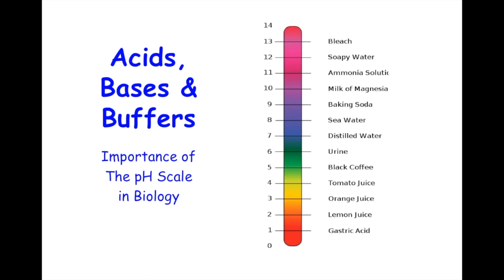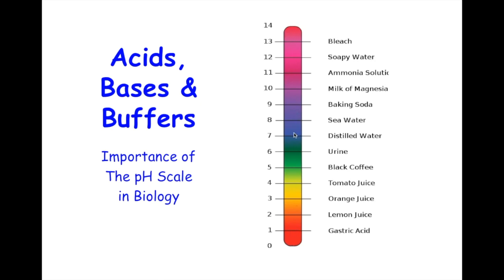The last of the main themes that we'll be covering in the chemistry part of Biology 1. This includes acids, bases, and buffers, which are all extremely important for how biological systems work. We're going to be looking at the pH scale, which you might be familiar with already. It goes from 0 up through 1 up to 14.